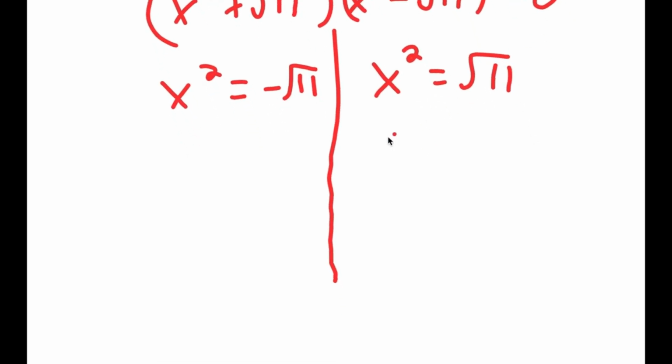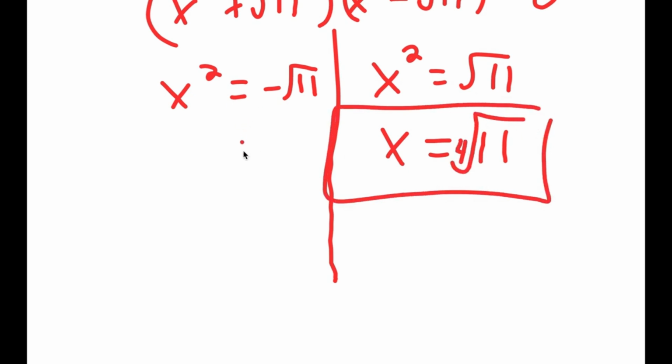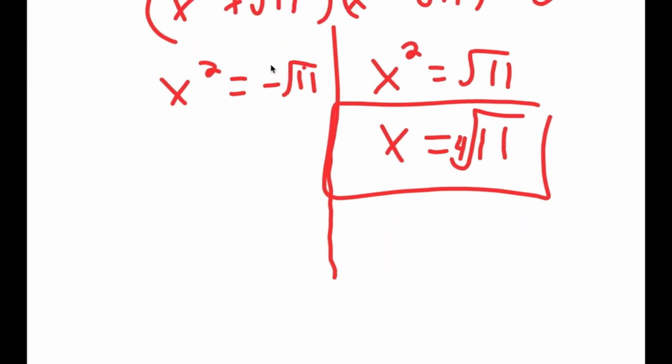For x squared equals square root of 11, x is equal to the 4th root of 11. And this has no solution, so this is my only solution to this problem.